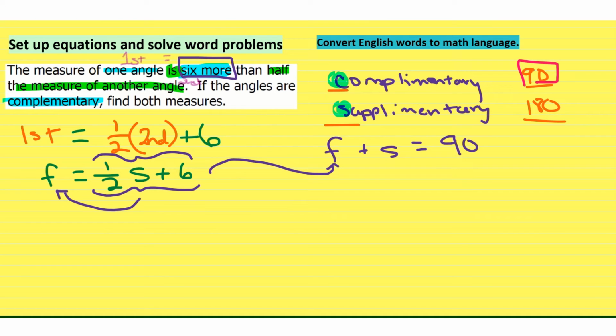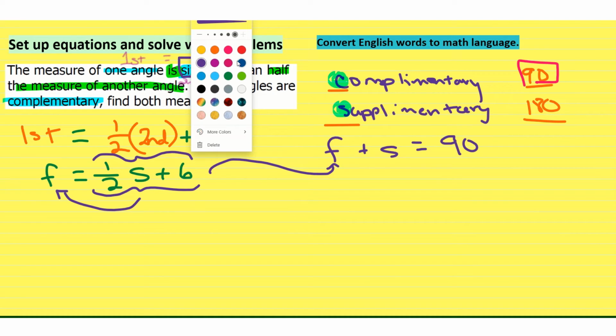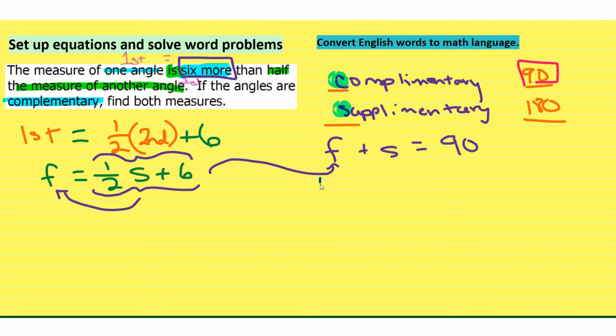So when I do that, I am going to have 1/2 s plus the 6, because that is what the F is equal to according to our expression over here. And then we can say plus s, and that's equal to 90 degrees. At this point, we just use our order of operations to solve. We're going to combine like terms. So we've got 1/2 s and 1s. So 1/2 s plus 1s is actually going to be 3/2 s.